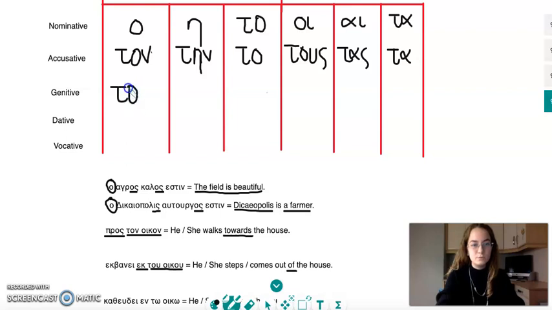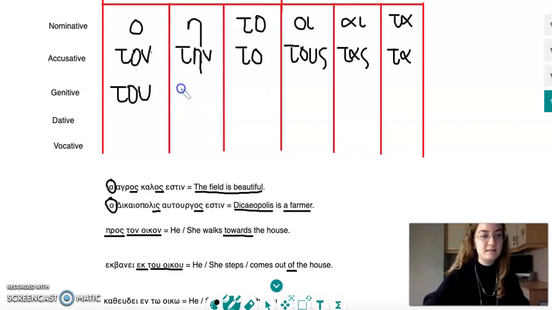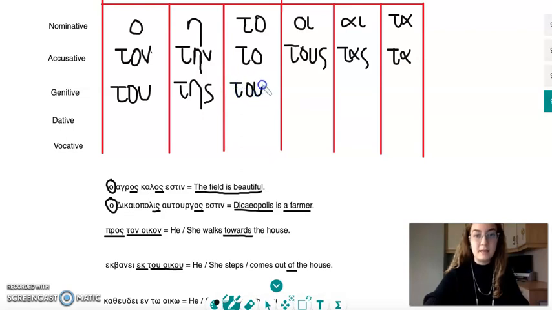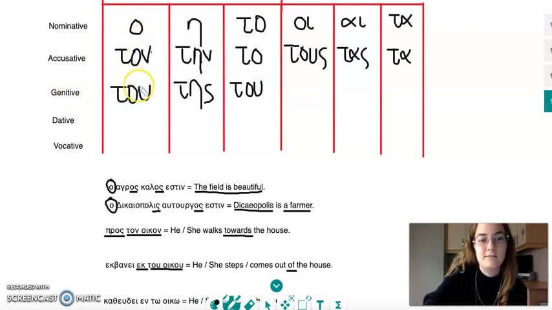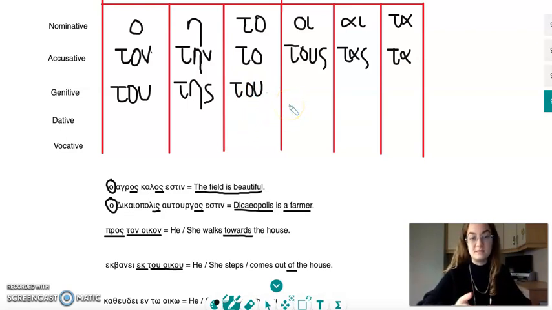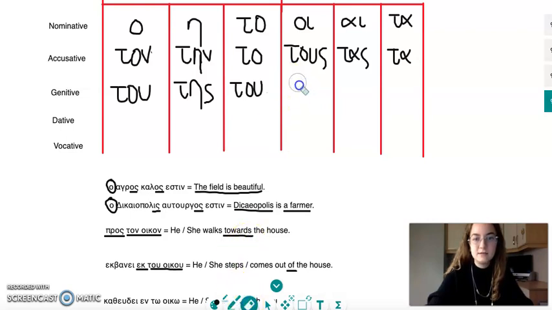Genitive, tou. And the feminine of this is tes. The neuter genitive is tou. And you notice that that is actually the same as the masculine genitive. Tou, tes, tou again. Sometimes they're the same, sometimes they're different. It just depends on the language style. So then the plural is ton. Oh, that's a bit messy. Let's redo that.